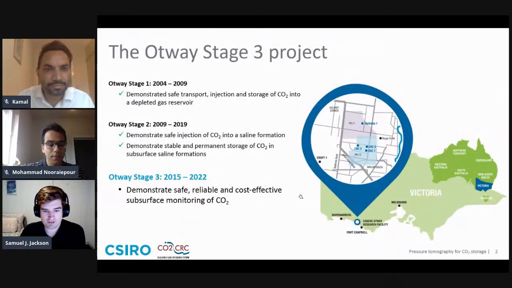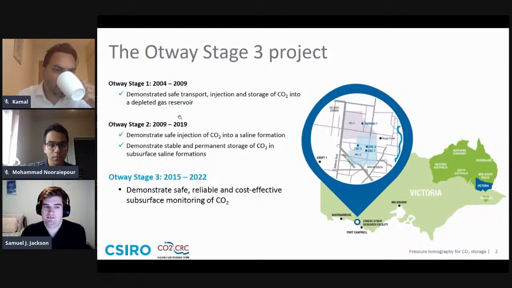The Otway Stage 3 project is the third incarnation of a project at the Otway site, which is an onshore field testing site for CO2 storage. It's located in the state of Victoria in Australia. The first two stages were to demonstrate storage in a depleted gas reservoir and in a saline aquifer. These were really successful projects, and a great amount of science came out of them.